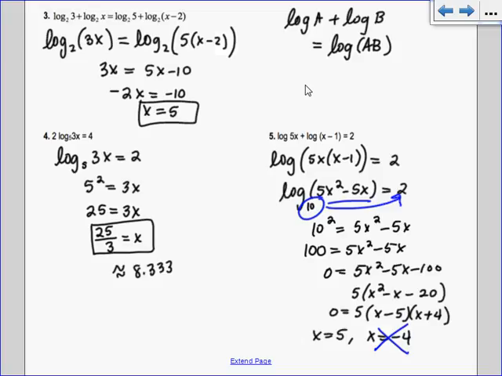If you remember what the log graphs look like, do you guys remember? They look like this. There was like nothing over here. That's why you can't take the log of a negative number. There's nothing over there. All right, so the only answer is x equals 5.